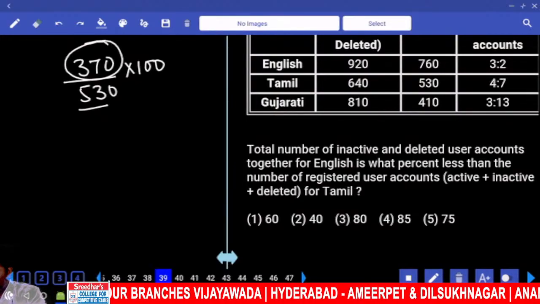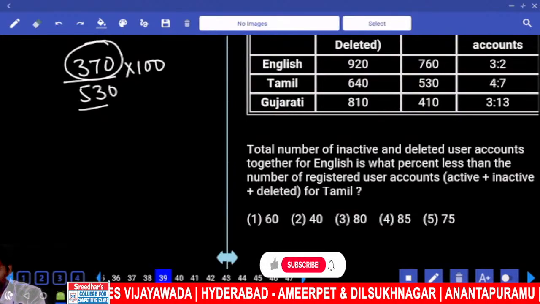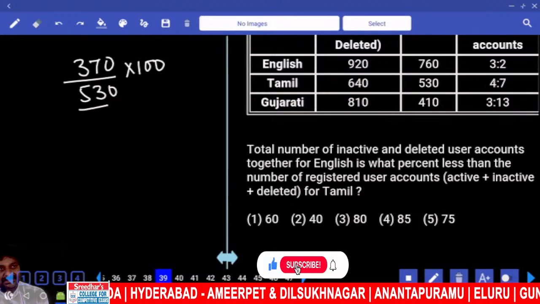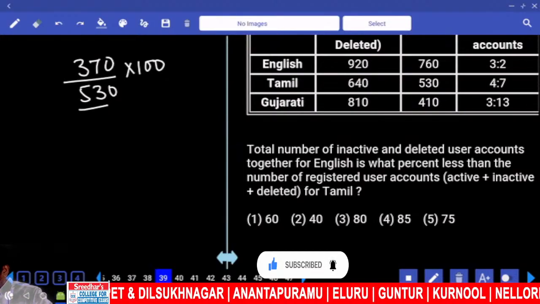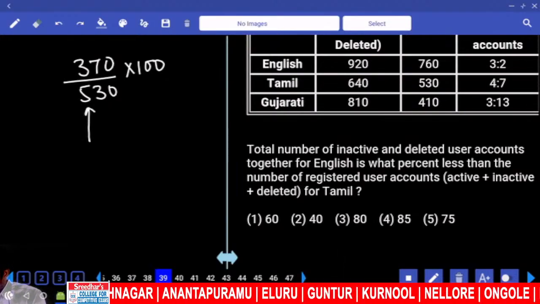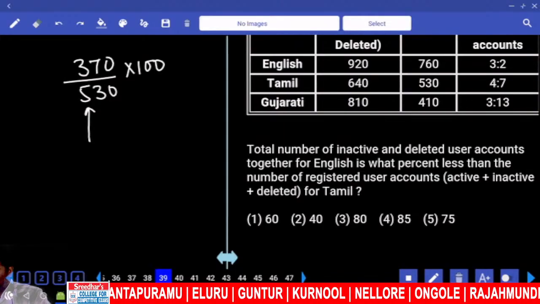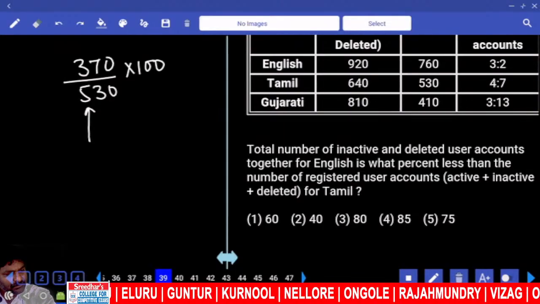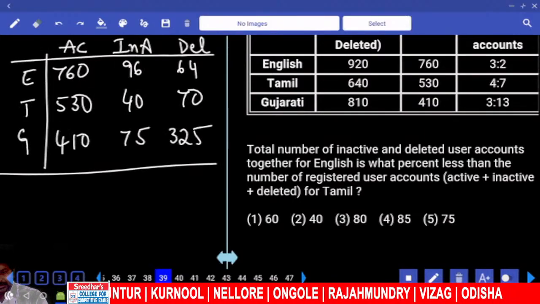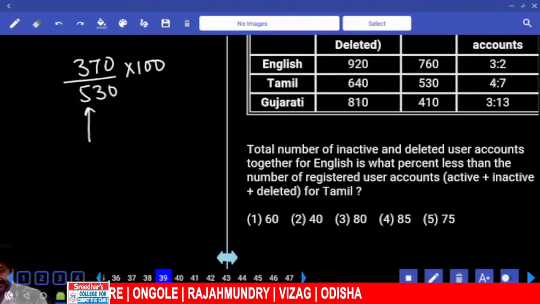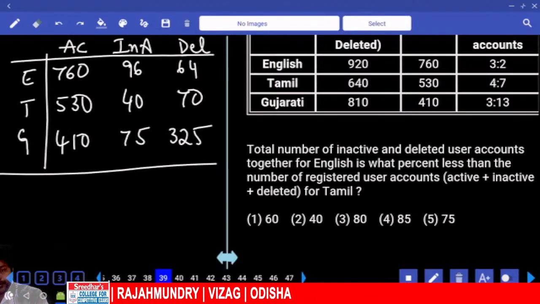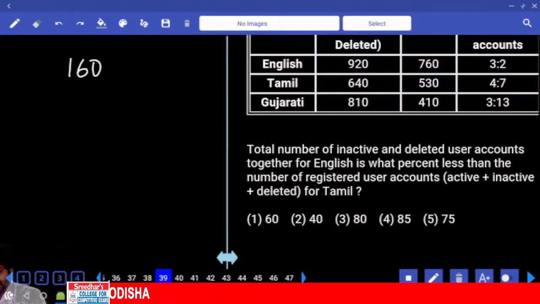In the numerator, how many 50s are there? Let's see, 70%. 7 into 10%. What is 10%? 7 times 53, 7 50s. Huh? Isn't it 640? Oh, correct. Tamil is 640. Yes. How much is this? 160 is how much percentage less than total Tamil, which is 640.